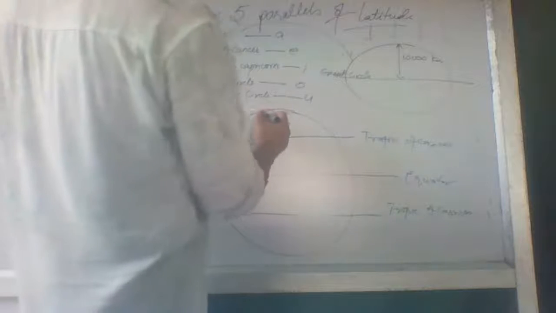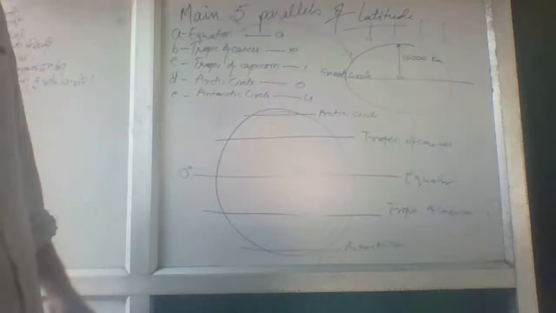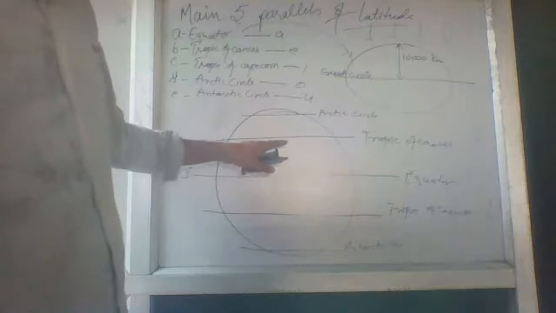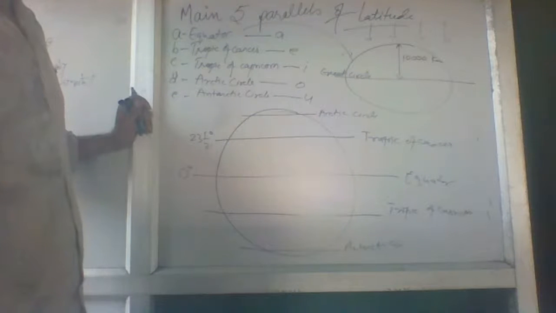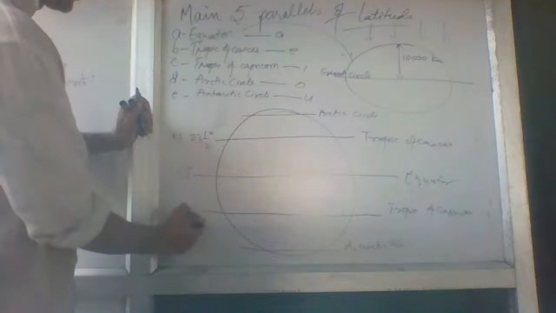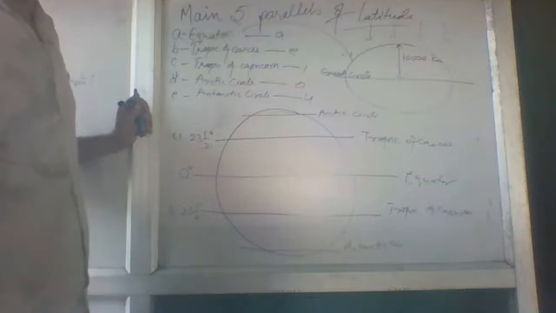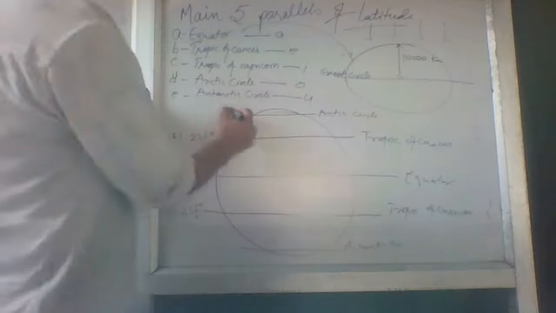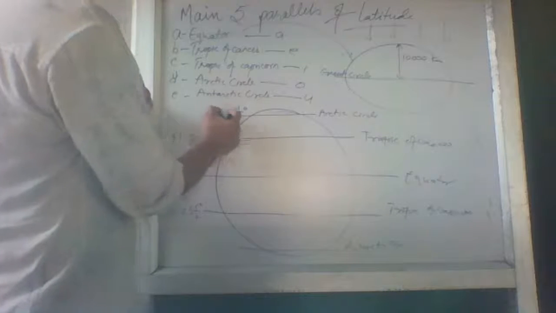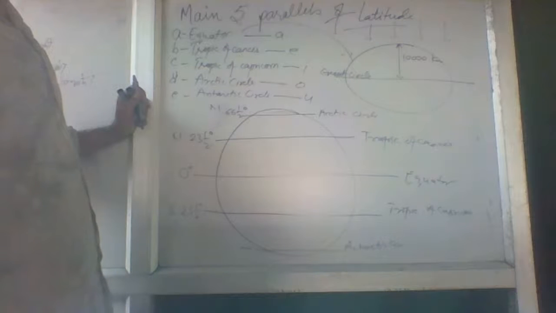Upper part, Arctic Circle. Towards the south, lower part, Antarctic Circle. This is 0°, and this is 23.5° north, 23.5° south. And this is 66.5° north, and 66.5° Antarctic Circle towards the south.